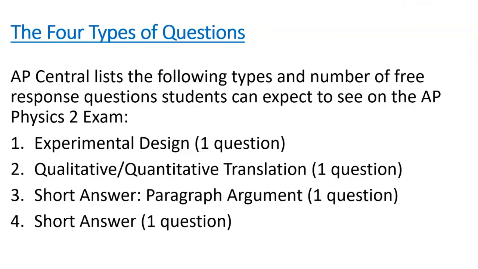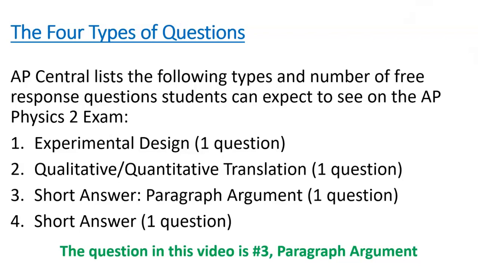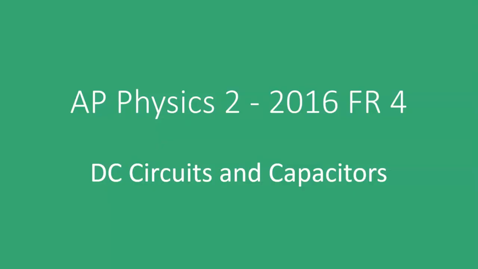According to AP Central, the AP Physics 2 exam contains 1 experimental design question, 1 qualitative to quantitative translation question, 1 paragraph length response or paragraph argument question, and 1 short answer question. And the question in this video is type number 3, a paragraph argument or paragraph length response. We'll be looking at AP Physics 2 2016 question number 4, which covered DC circuits and capacitors.